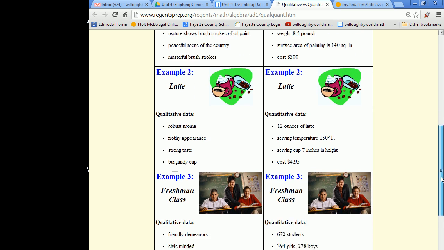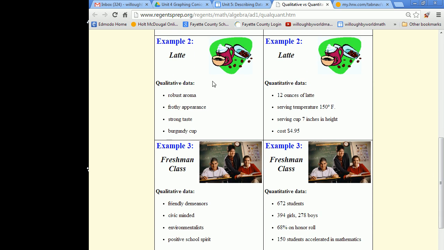Okay? Example 2, a latte. Our qualitative data could include a robust aroma, frothy appearance, a strong taste, and a burgundy cup. Our quantitative data, 12 ounces of latte, a serving temperature of precisely 150 degrees Fahrenheit. The serving cup is 7 inches in height, and it costs $4.95.